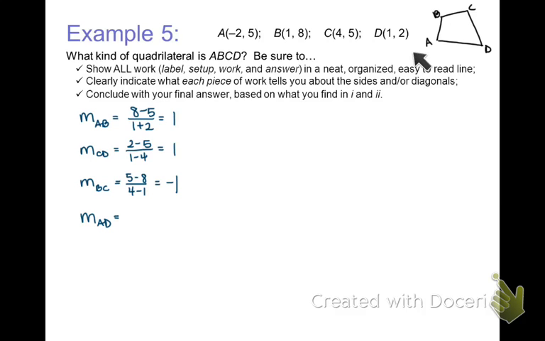Okay, so AD slope is going to be 2 minus 5 over 1 minus a negative, which will be plus 2. So 2 minus 5 over 1 plus 2. All right, so 2 minus 5 is over 1 plus 2. So this slope simplifies to negative 3 over 3, which is a negative 1. All right, now I have all of my slopes, so I want to draw my conclusion.